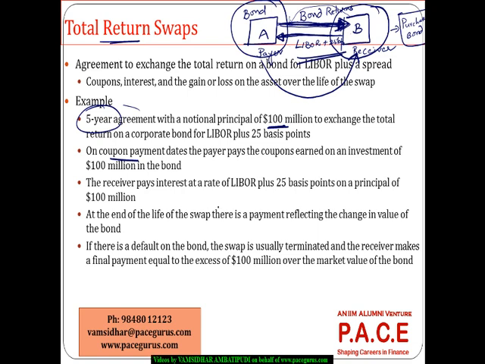So if there is a default, the swap is usually terminated and whatever is the gap, the receiver is making a final payment, the excess of the 100 million over the market value of the bond. That gap is what is being funded by the receiver. So though A has invested in the bond, the whole risk associated with the bond is with B, not with A. So this is another way where I can really mitigate my credit risk in the process.